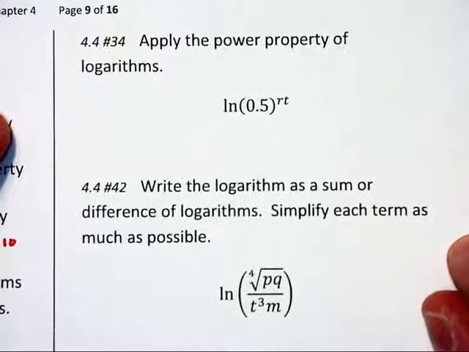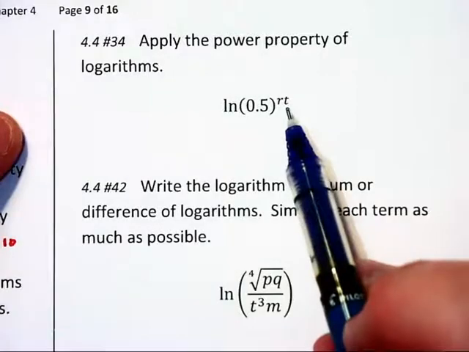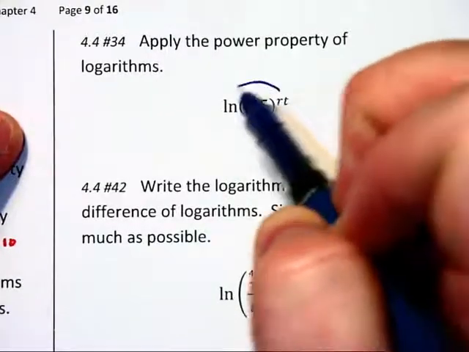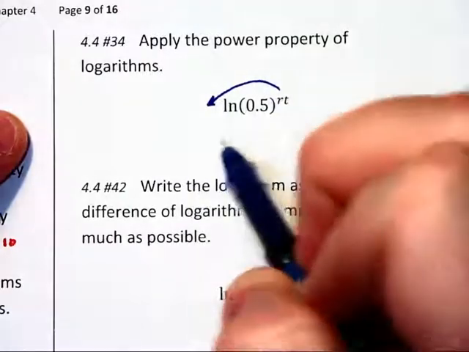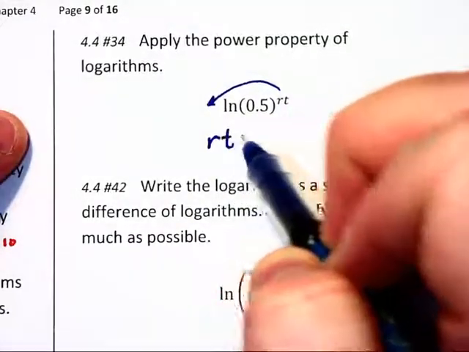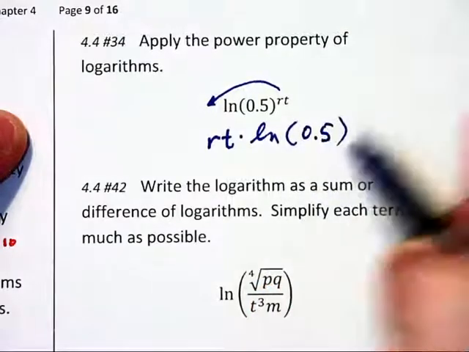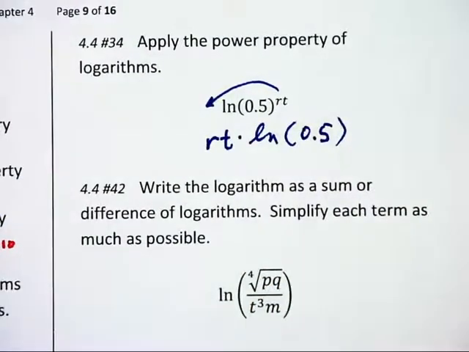In this next problem, we have an exponent outside the log, which is going to come out in front. And so we're going to have RT times the natural log of 0.5. And that's as far as that one is going to get simplified.